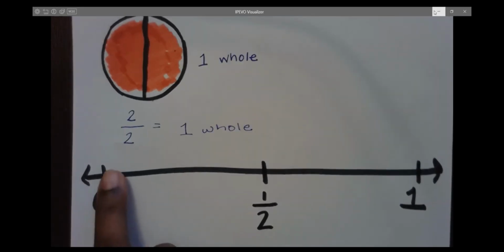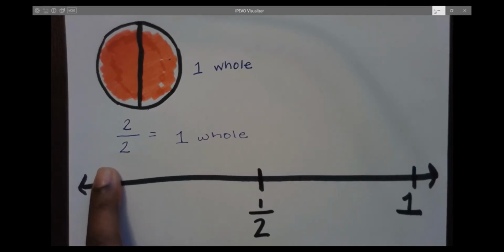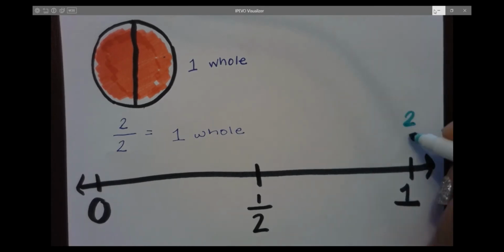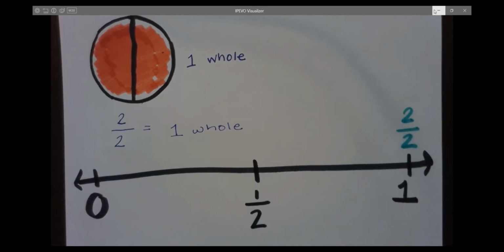Now we need to put our 2 halves on our number line. So where would 2 halves go? Right, we would put 2 over 2, or 2 halves here, because it's the same as 1. So let's try it.